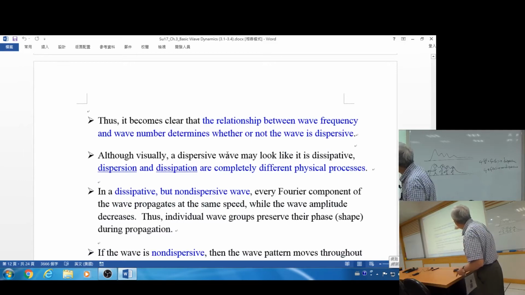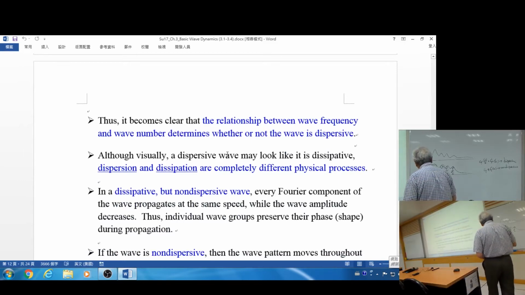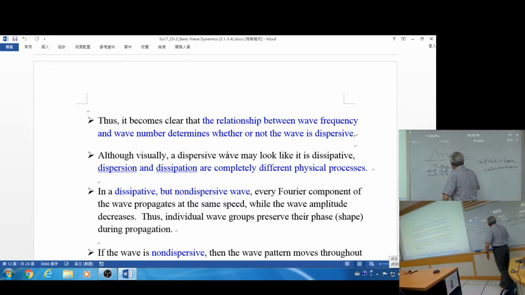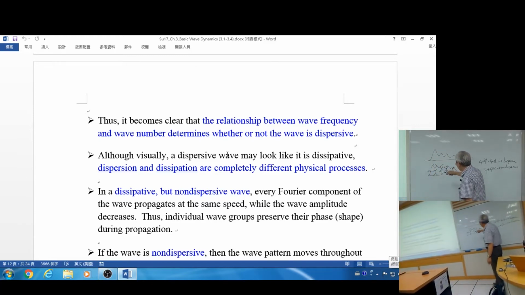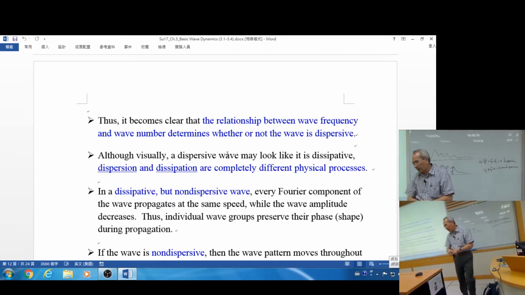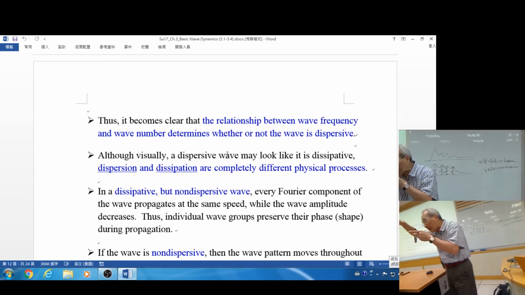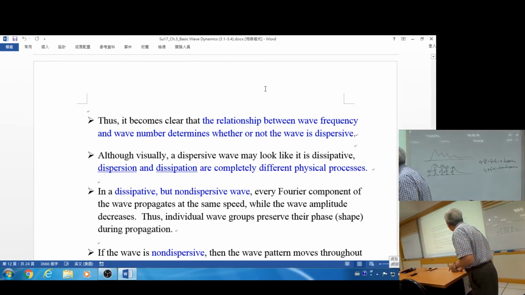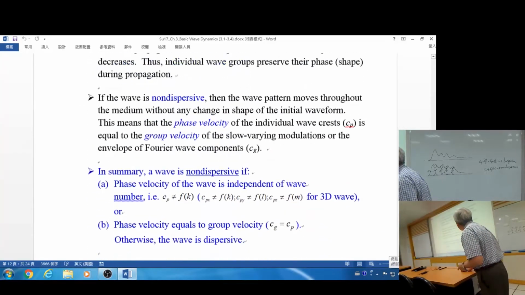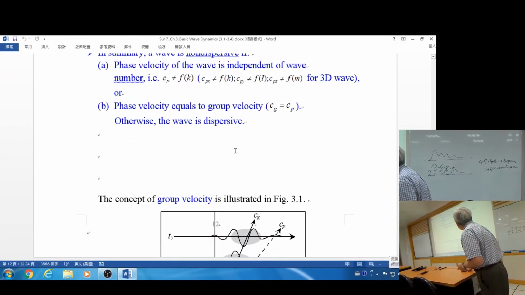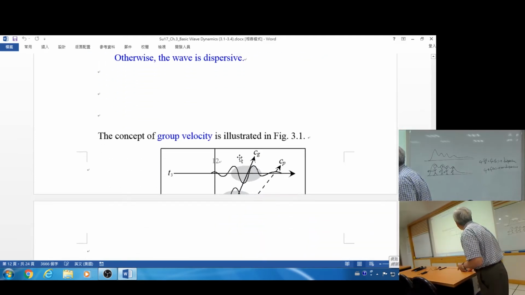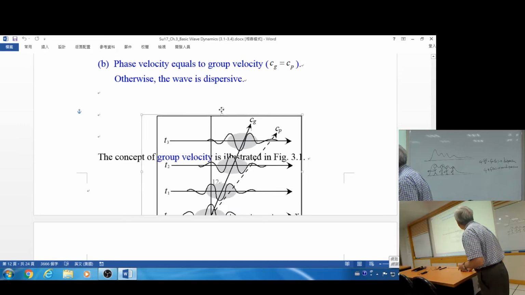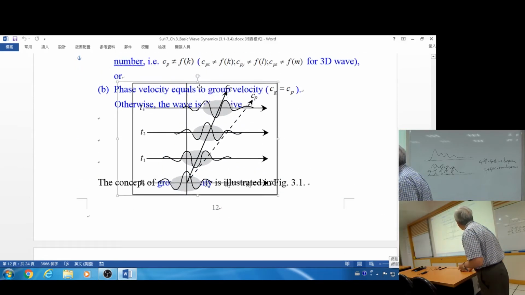Okay, so I have some explanation here. If the wave is dispersive, then later on the pattern is going to look different. Like this. Oh, it's terrible. It's terrible. Okay.